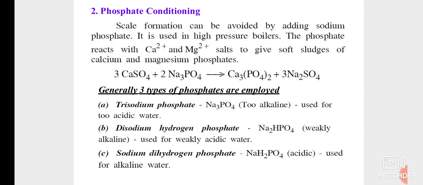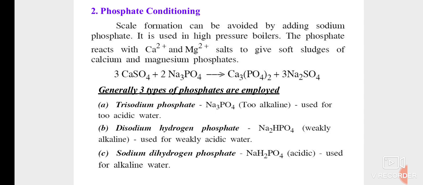The phosphate reacts with the calcium 2+ or magnesium 2+ ions, that is the cations, to give soft sludge of calcium and magnesium phosphates. The phosphate salts of calcium and magnesium are soft sludges. Calcium sulfate is the scale forming substance. The calcium sulfate present in the hot water reacts with the added sodium phosphate to form calcium phosphate, Ca3(PO4)2, and sodium sulfate.